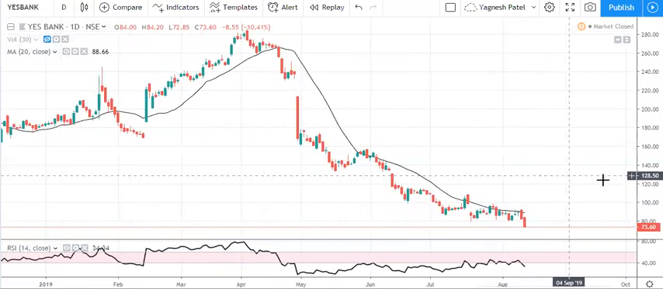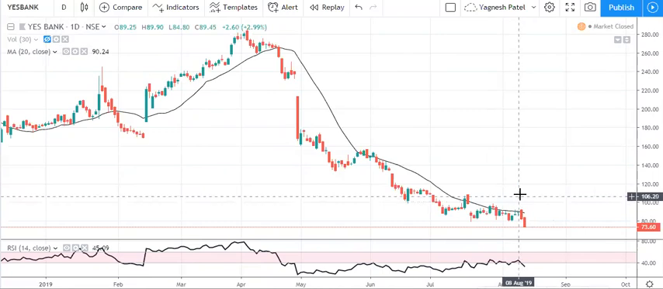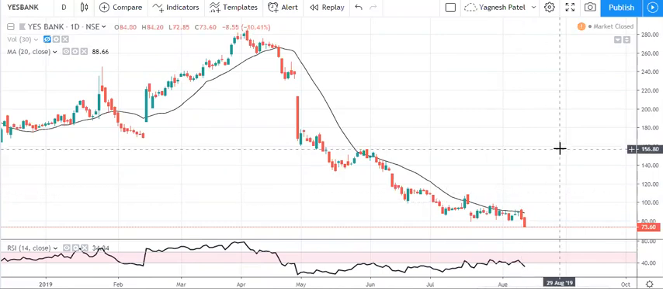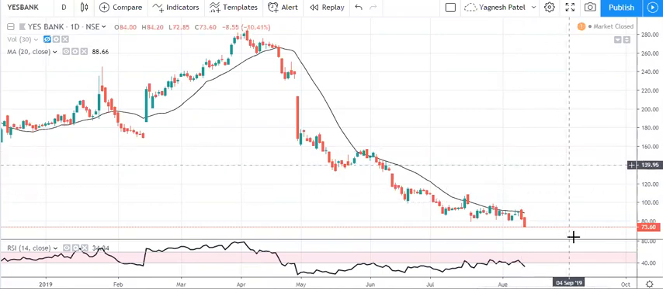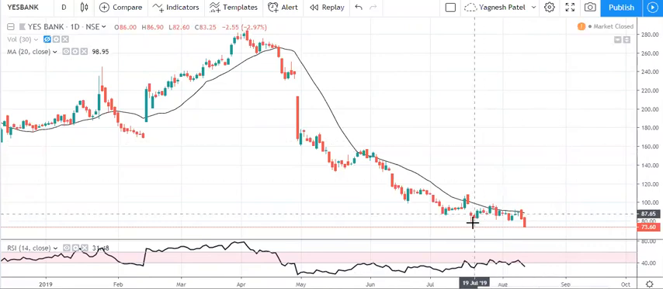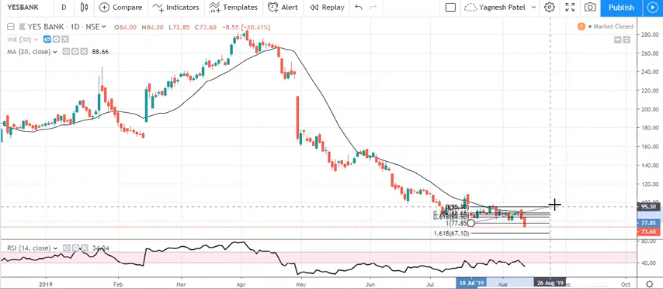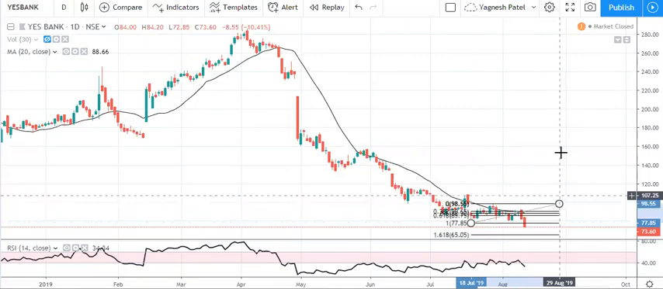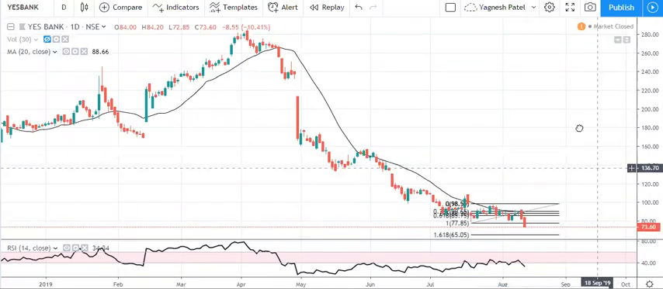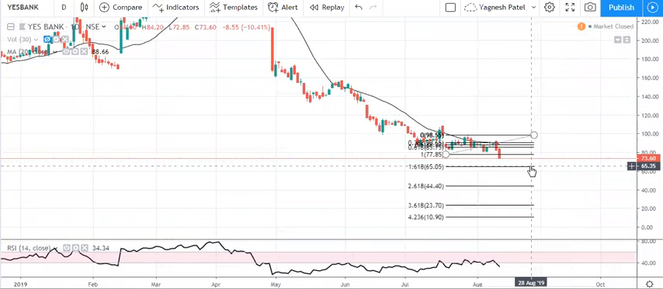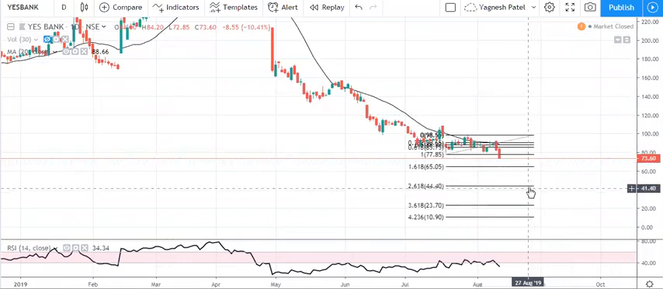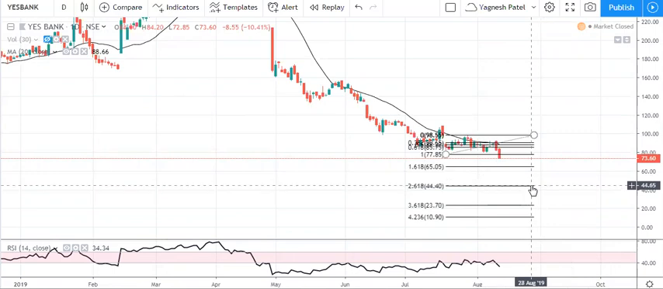So now we can see how we can identify the further levels of Yes Bank. We can simply use the Fibonacci levels and take the previous retracement. The levels show around 65 as the 161% level, and if the 261% level arrives, then we can see the 44 level, which is a very bearish sign for Yes Bank.